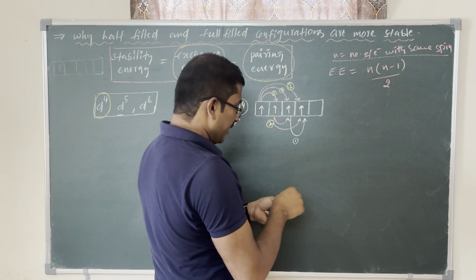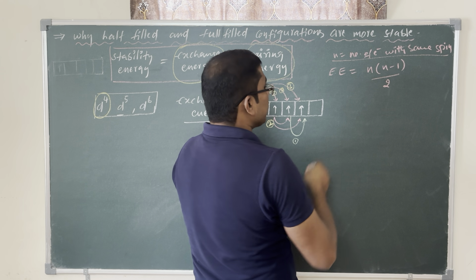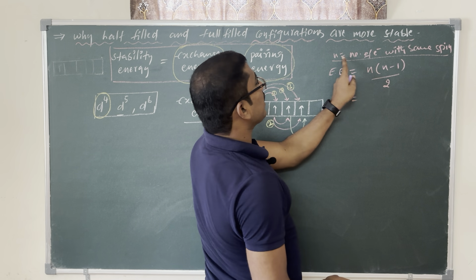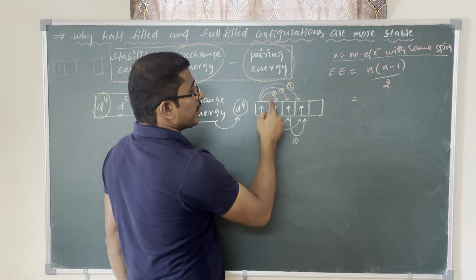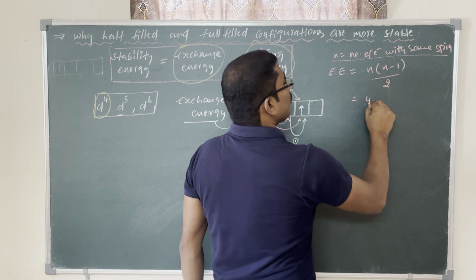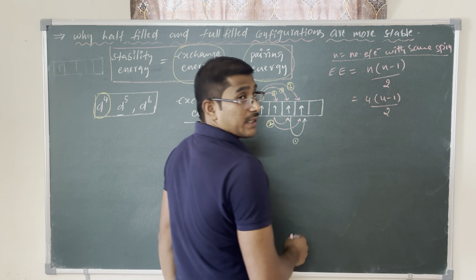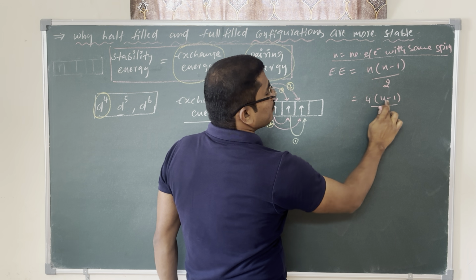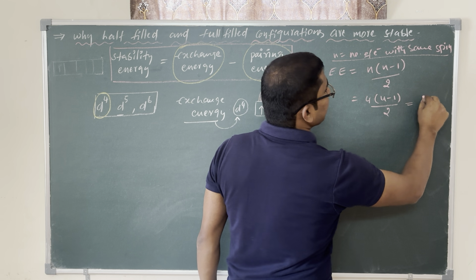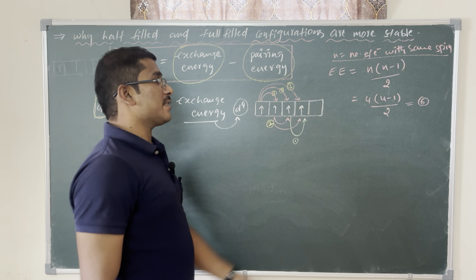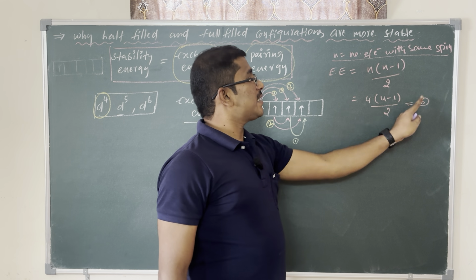You have to calculate the exchange energy here. Exchange energy is equal to, as I told you, n is the number of electrons with the same spin. In total 4 electrons are there with the same spin. That is 4 into 4 minus 1 divided by 2. 4 minus 1 is 3, 3 fours are 12, 12 by 2 is equal to 6. What are we getting here? 6. 6 is equal to what, students? Exchange energy.